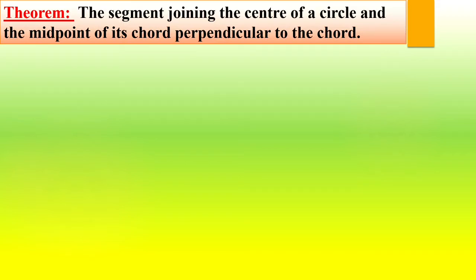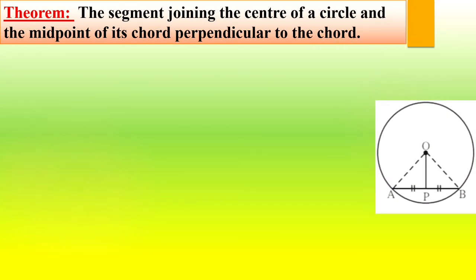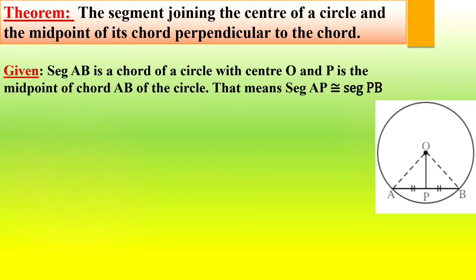Now children, we will see the second theorem. The segment joining the center of a circle and the midpoint of its chord is perpendicular to the chord. Given information: segment AB is a chord of a circle with center O and P is the midpoint of chord AB of the circle. That means segment AP is congruent to segment PB. Now children, here we have to prove that segment OP is perpendicular to the segment AB.